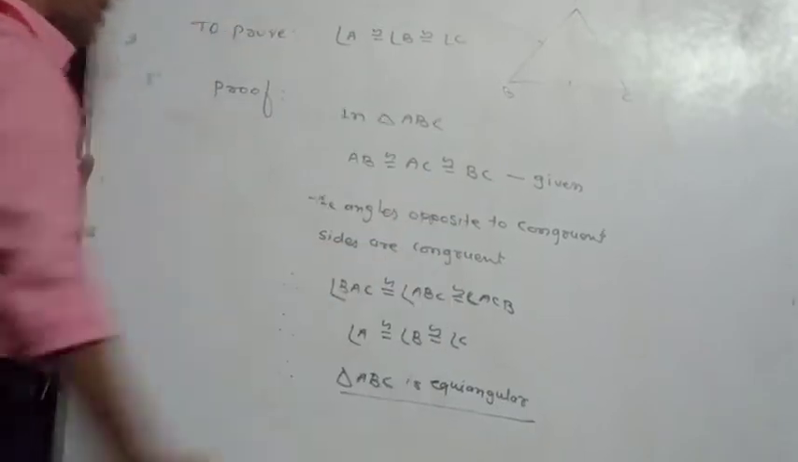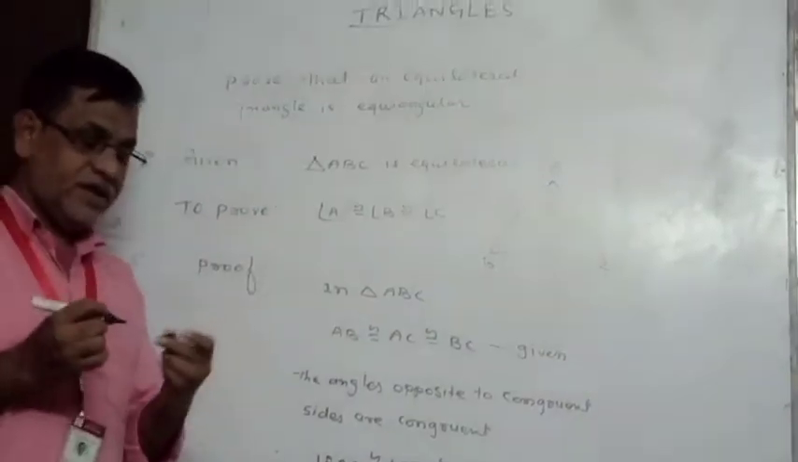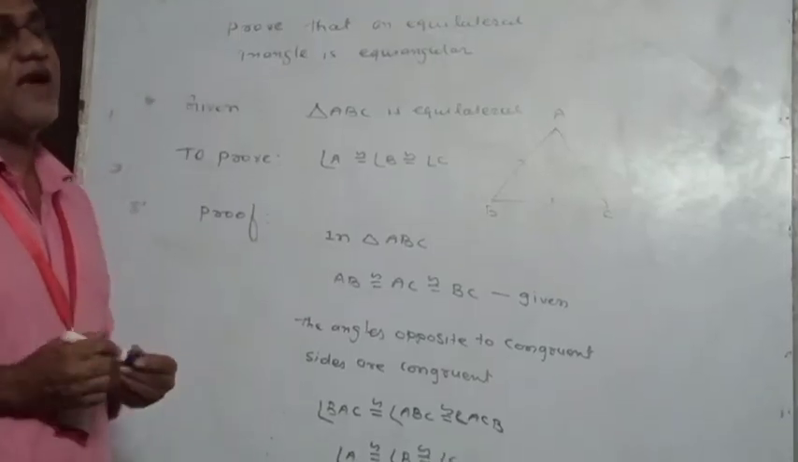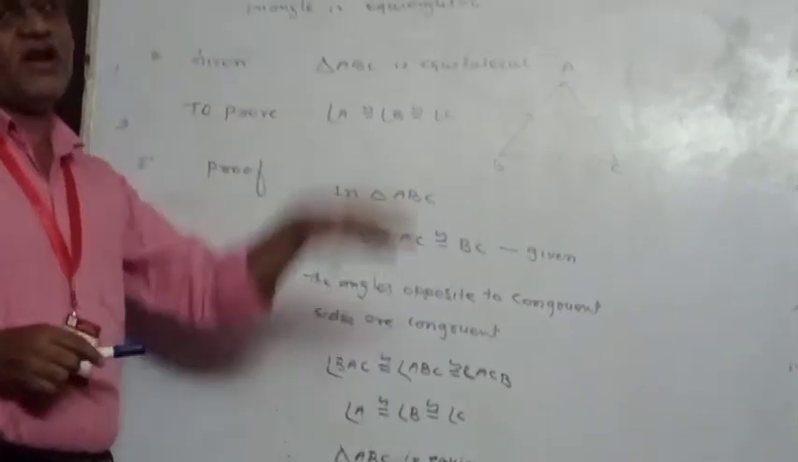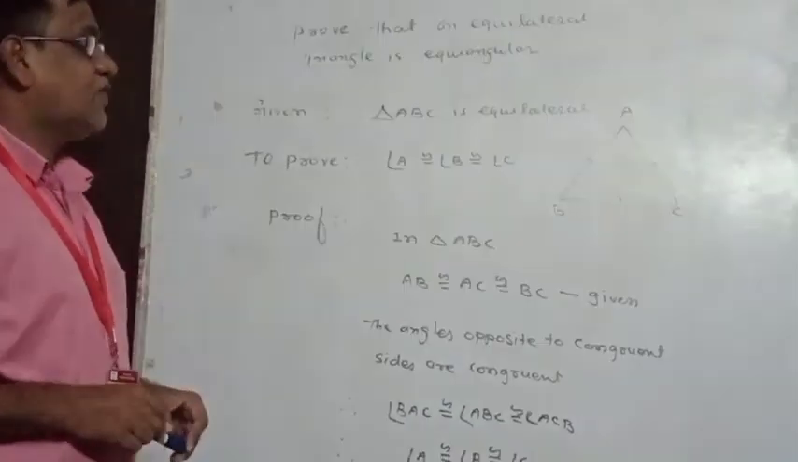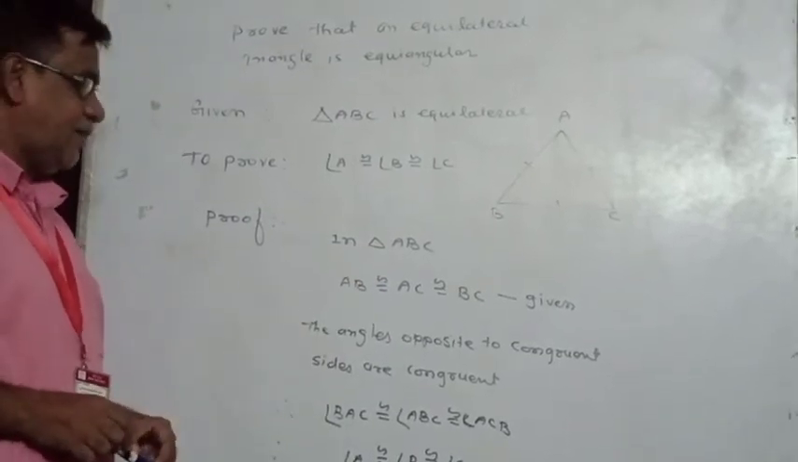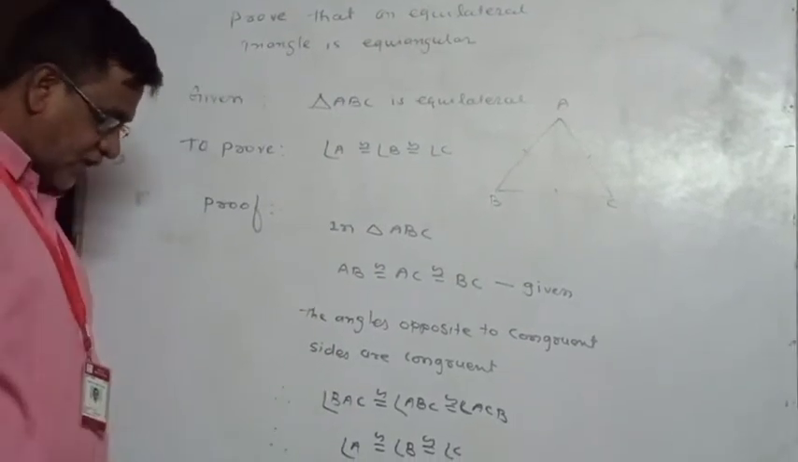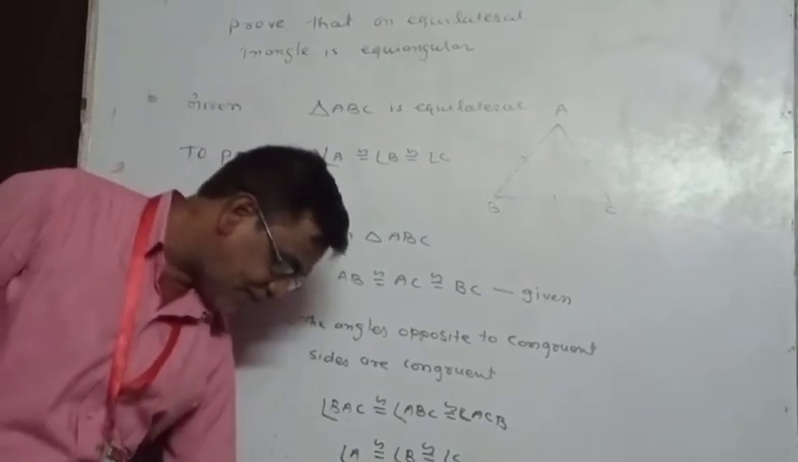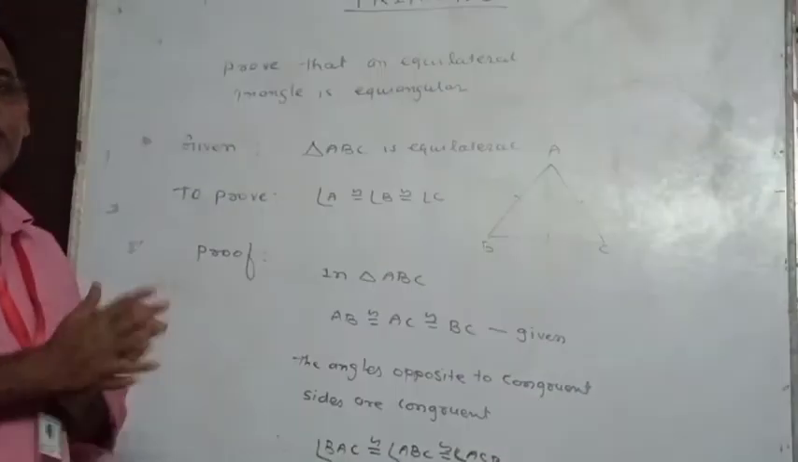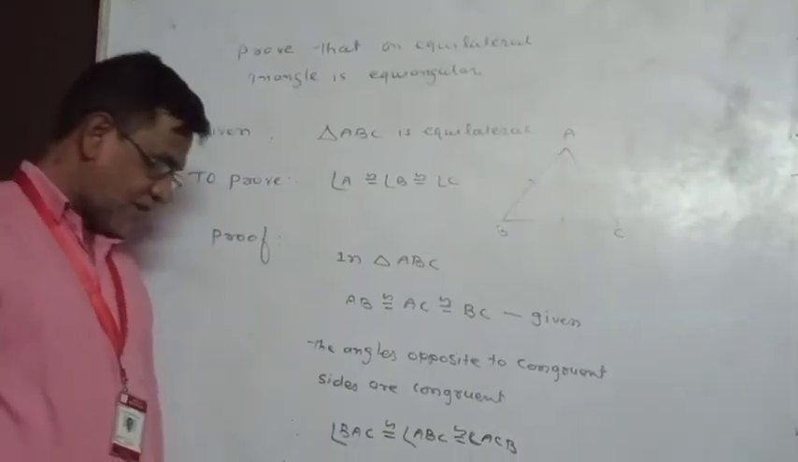Okay, in this way you can prove that the equilateral triangle is always equiangular. All sides are equal, it means all angles are also equal. So in this way you can prove the equiangular triangle, right? Now this is question number 5. Now we go to the second, question number 6.